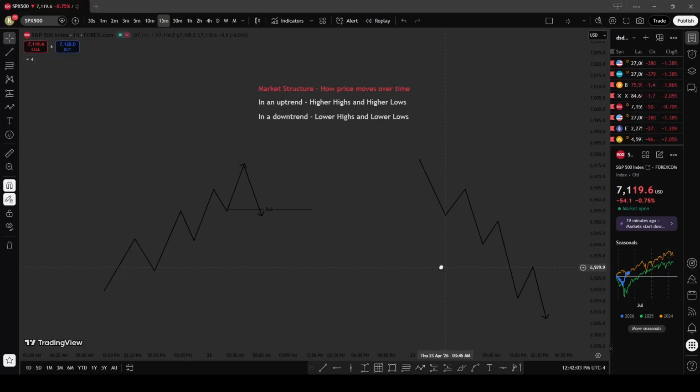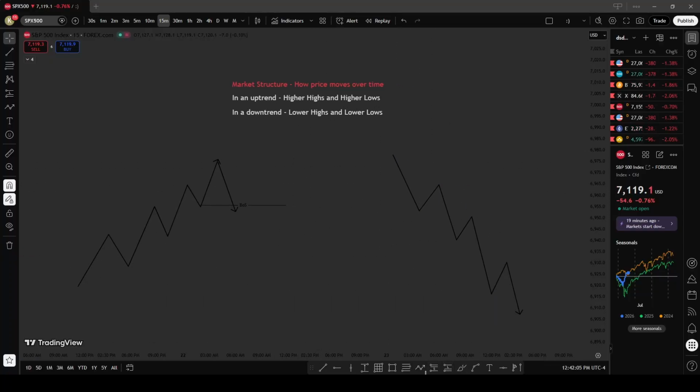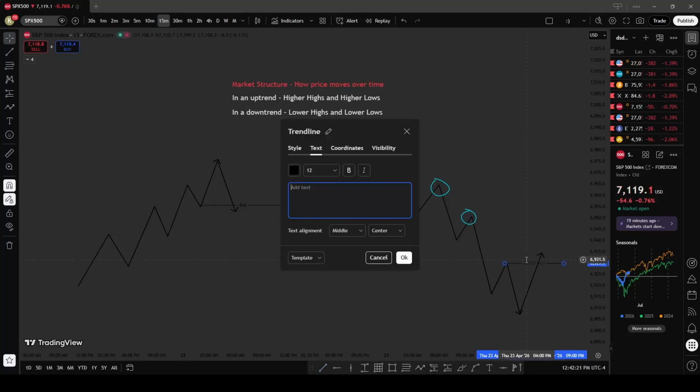So in the opposite example over here, as long as the highs are respected, then we are still in a trend. But the second price breaks above this high, that's called a break of structure. And again, it's an indication that something has changed.